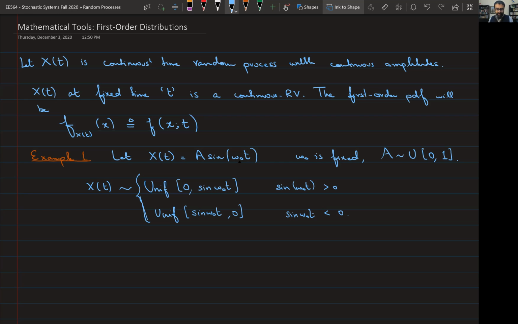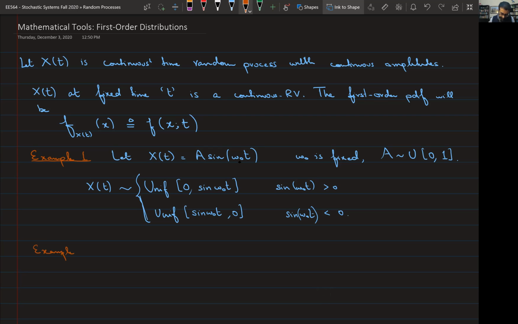So this is what I meant by first order PDF. If I fix t, x of t is a continuous random variable, and I can describe what the PDF of that continuous random variable is through the information that's given to me. Okay, let's do another example.